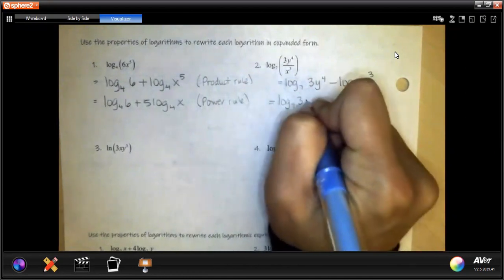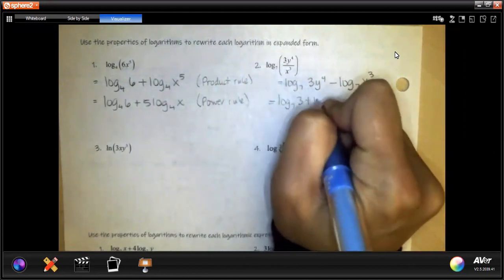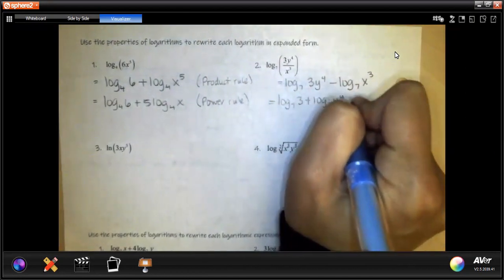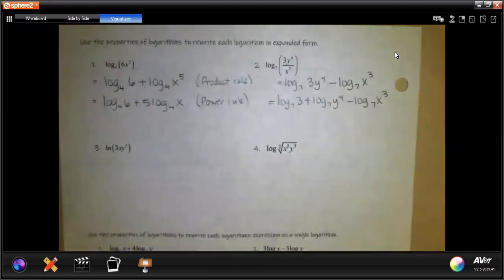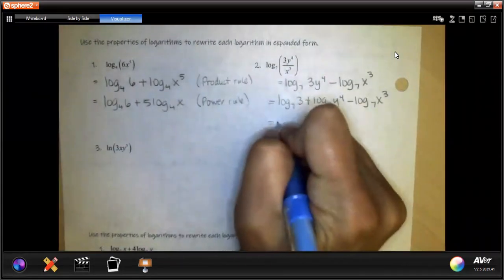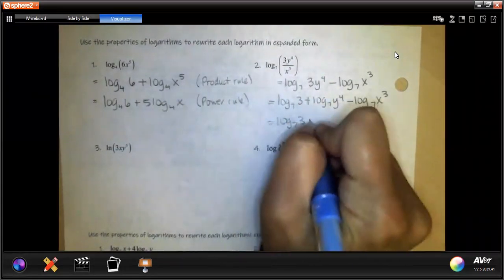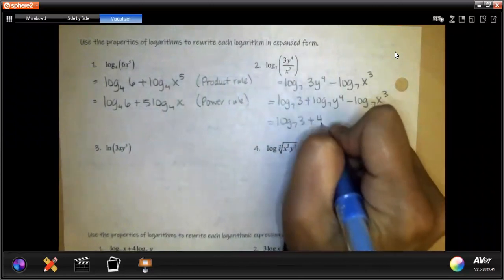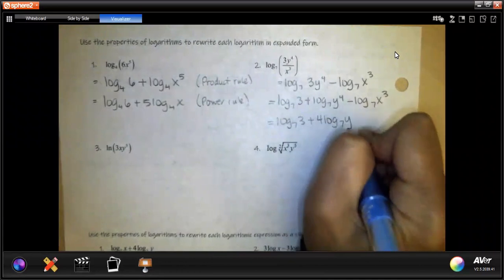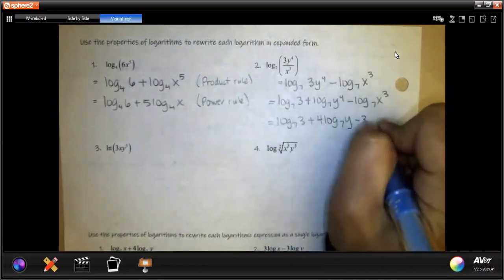So I get log base 7 of 3 plus log base 7 of y to the 4th minus log base 7 of x cubed. Our last rule to apply now would be our power rule to get rid of those exponents. So our first one does not have an exponent, so it just stays the same. Our second one has the exponent of 4, so that's going to come out up front and be multiplied. And our last one has an exponent of 3.